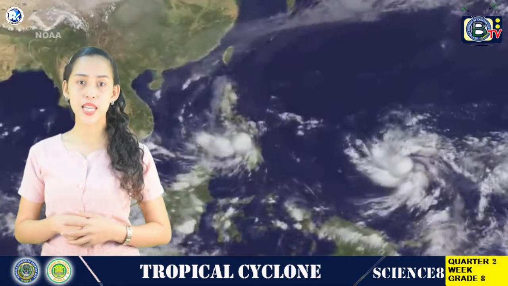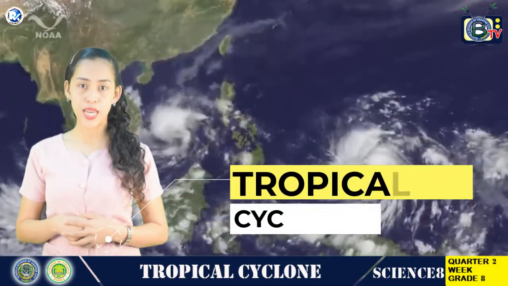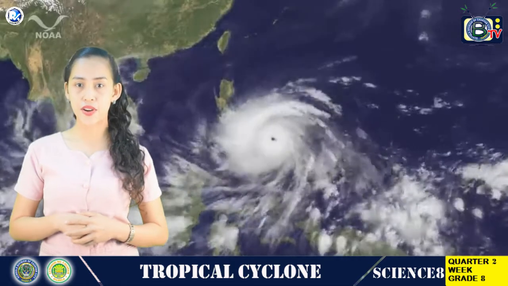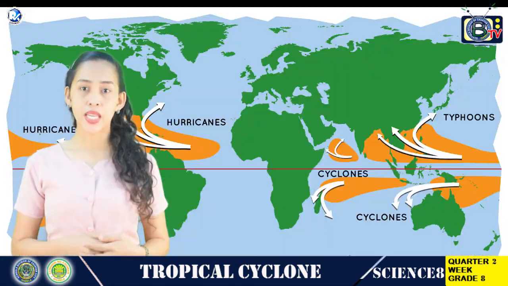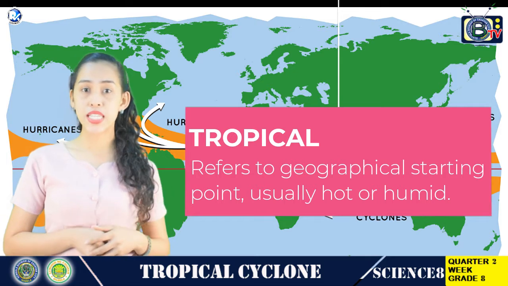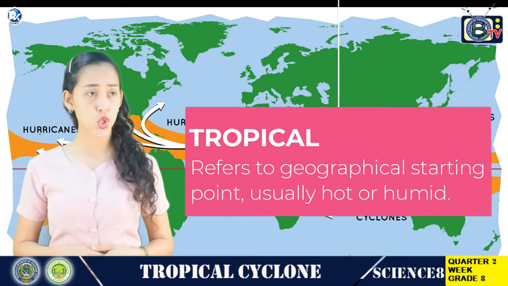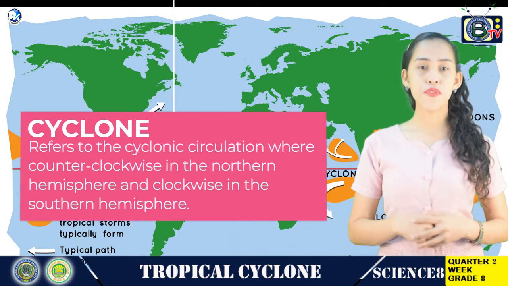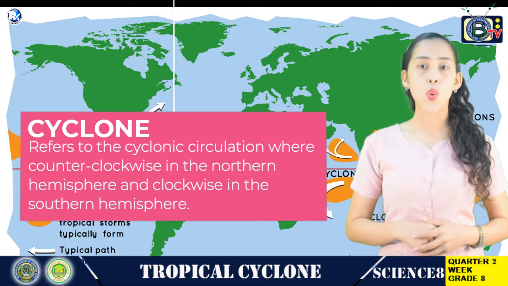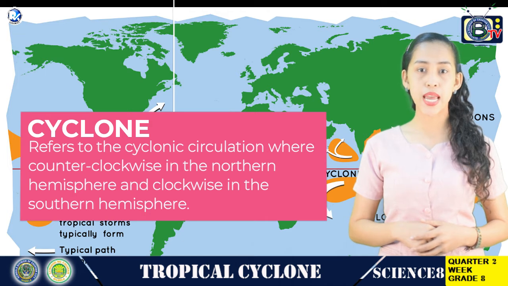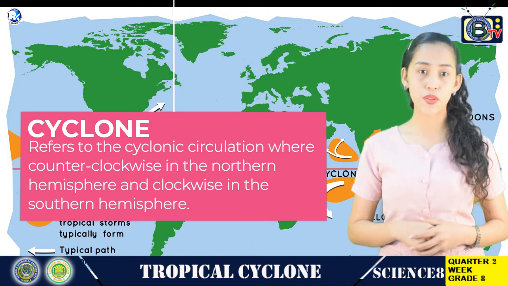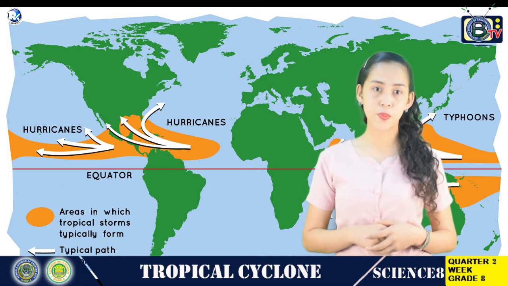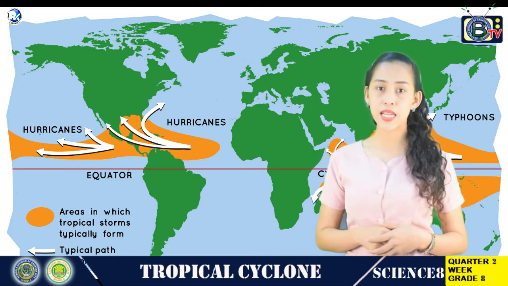Now, let's focus on the word tropical cyclone. It is composed of two distinct words that completely describe its characteristics. The term tropical refers to the geographical starting point, usually hot or humid. Cyclone, on the other hand, refers to the cyclonic circulation, counterclockwise in the northern hemisphere and clockwise in the southern hemisphere.